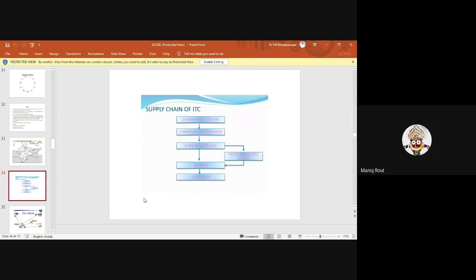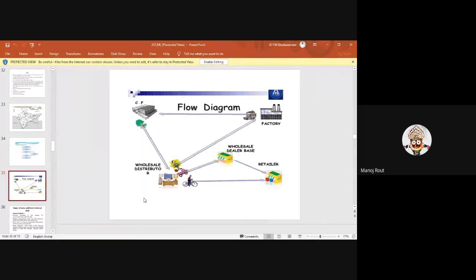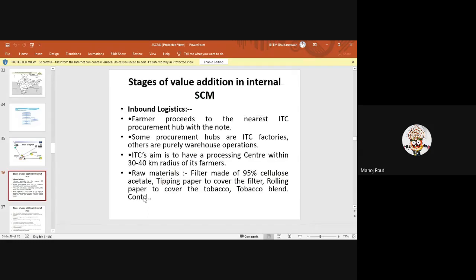it reaches the consumers. If you look at the flow diagram, in the left corner, the carry and forward agencies are there. They are well connected with the factories, and these carry and forward agencies are well connected through different modes of transportation to the wholesale distributor, and wholesale distributor to the small wholesale and dealer base, and finally it reaches the retail. But in some cases, the distributor directly sells to the end users. That is the concept.